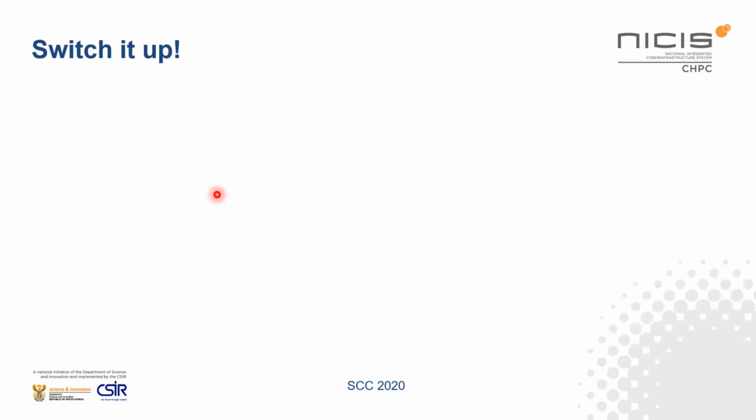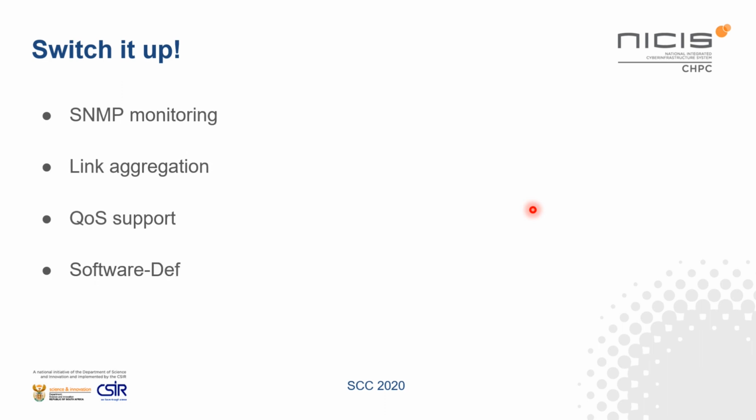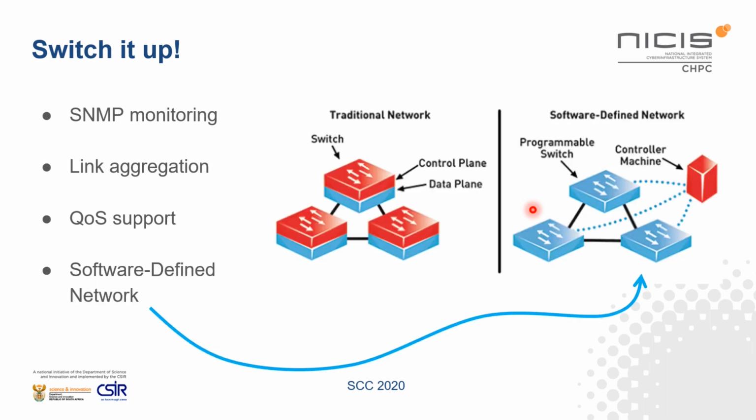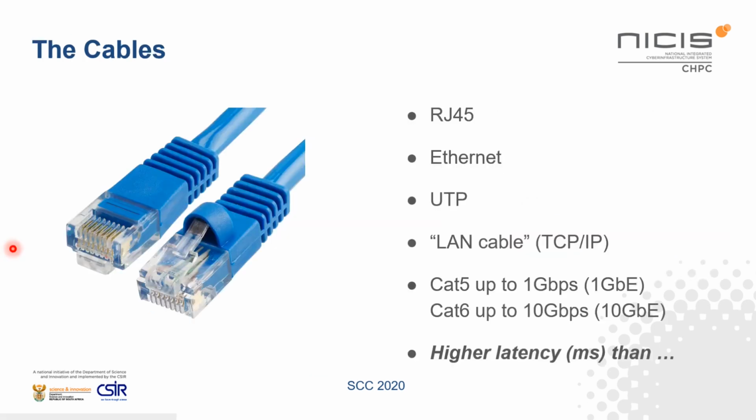At the very high end, you will find managed switches that support a range of advanced features, including SNMP monitoring, link aggregation, quality of service support, and software-defined network behavior, which basically means that you can code your network to dynamically react to the real-time status of your network, such as a failed node, congestion on a route, and so on. Like the network management devices, there are also many different types of cables for networks.